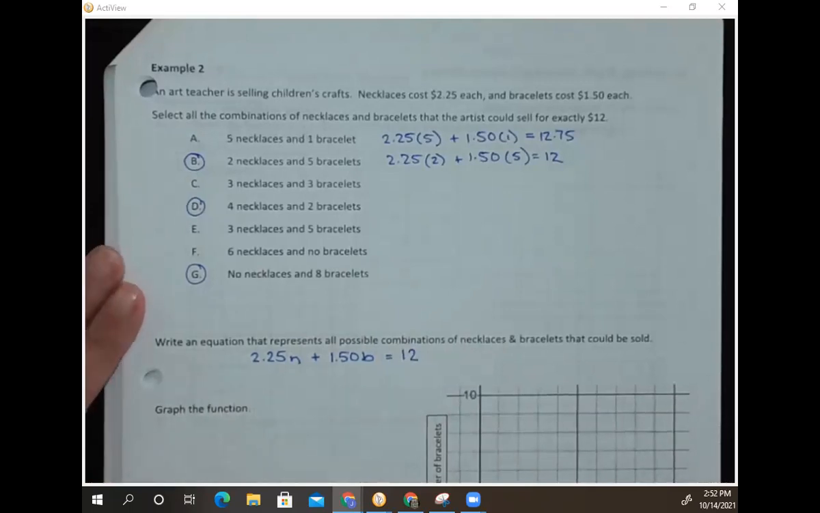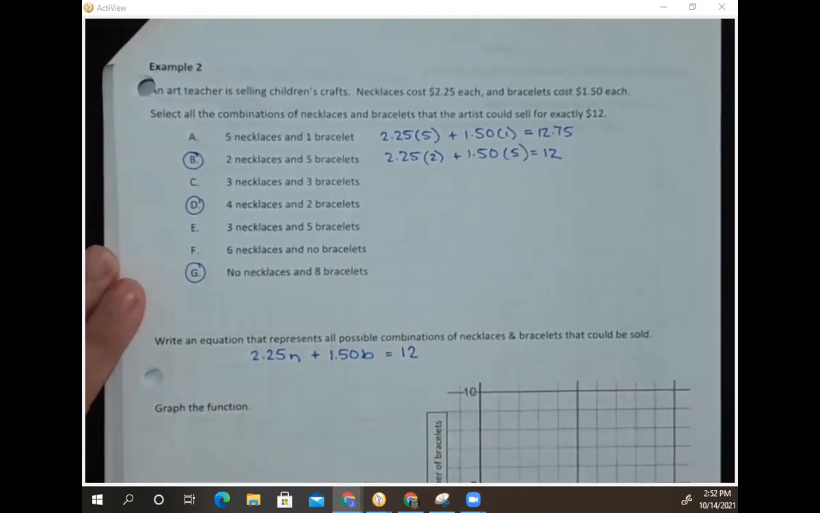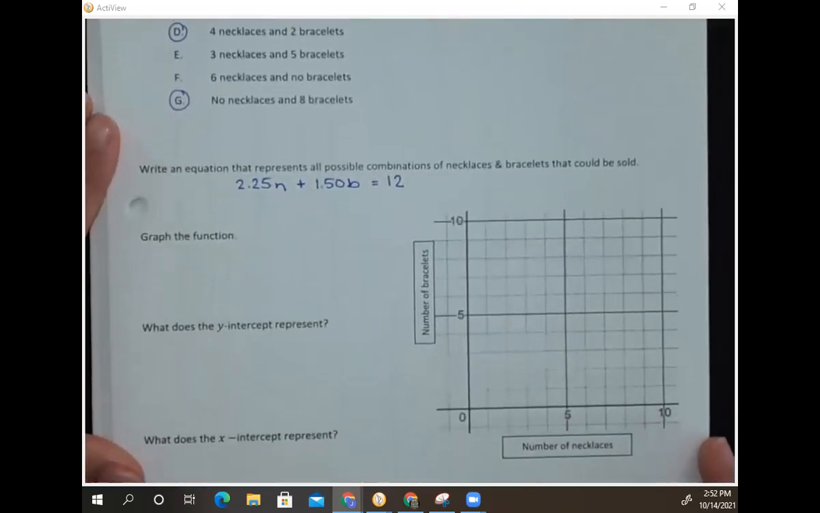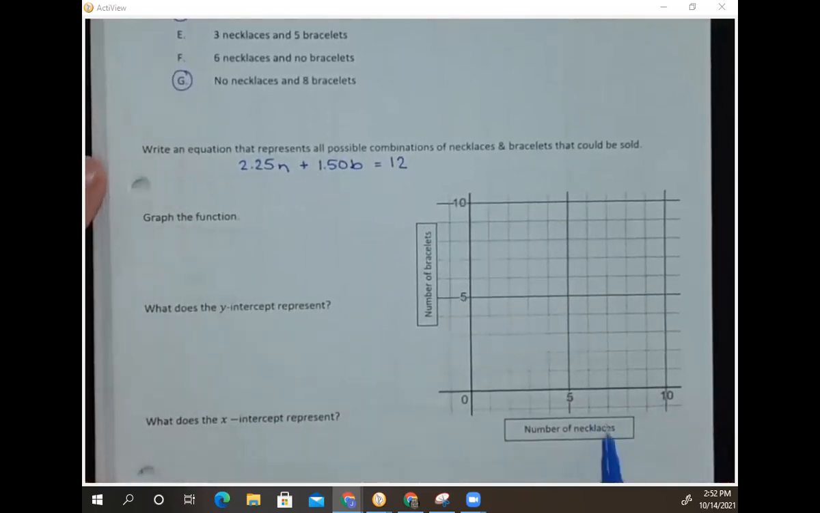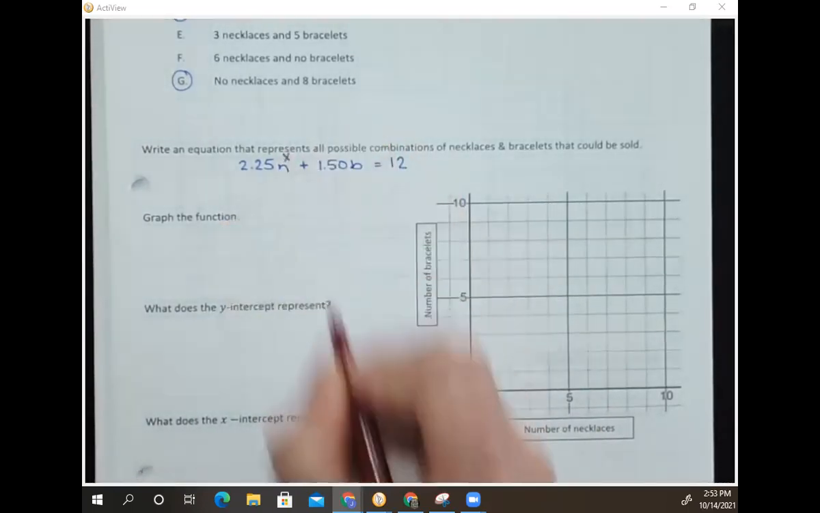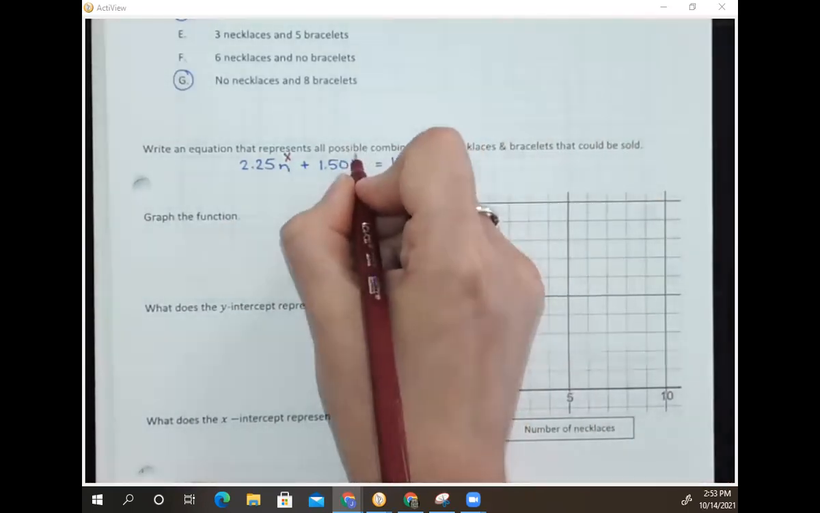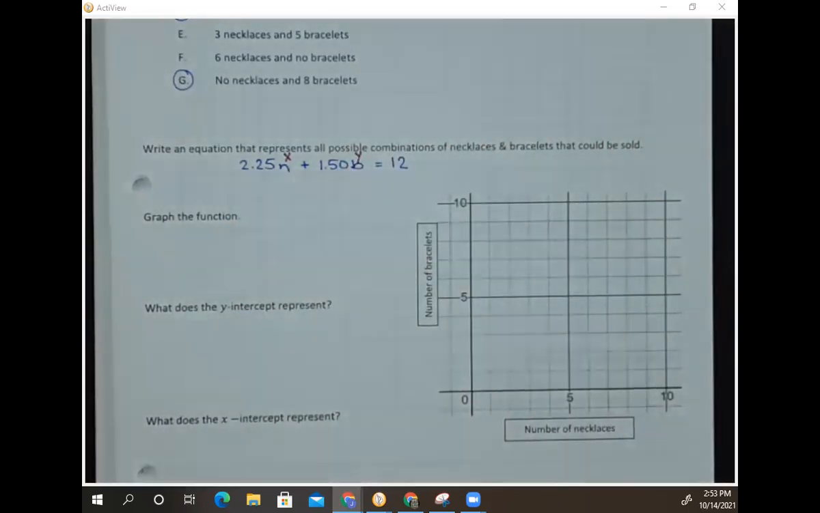Now, we're going to graph this. The graph was given to us on the last one. We're going to create the graph for this guy. And then again, my axes are already labeled. So just right next to my N and my B, I'm going to put whether it's X or Y. So necklaces is labeled on the X axis, so I'm going to put an X here. Bracelets is labeled on the Y, so I'm going to put a Y there. Just so I've got that jotted down as I'm looking at graphing.